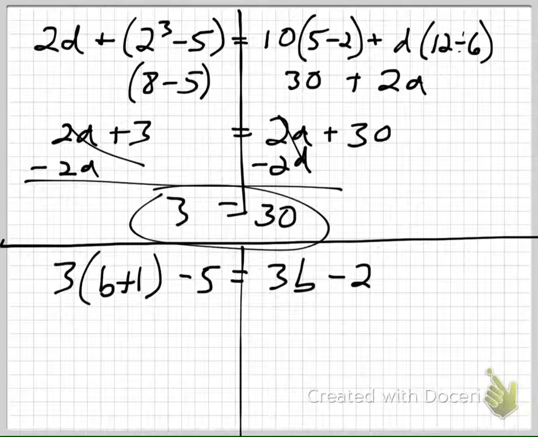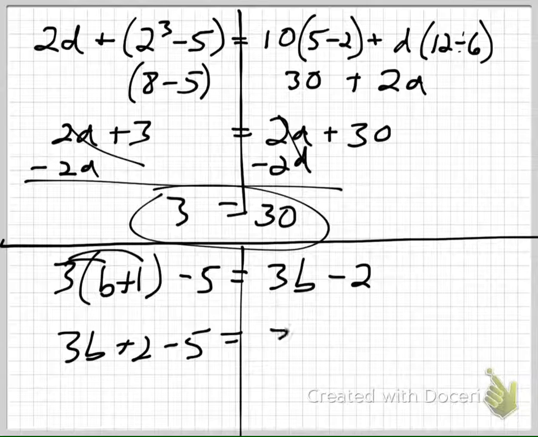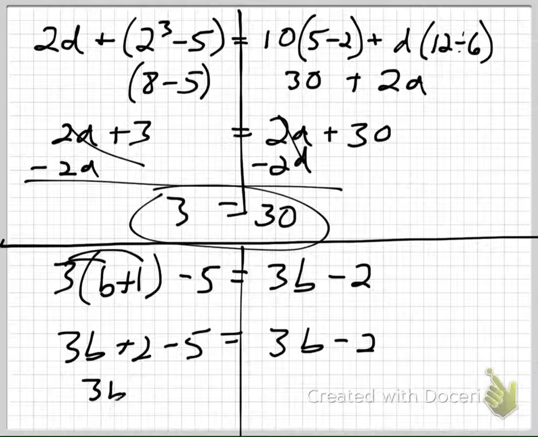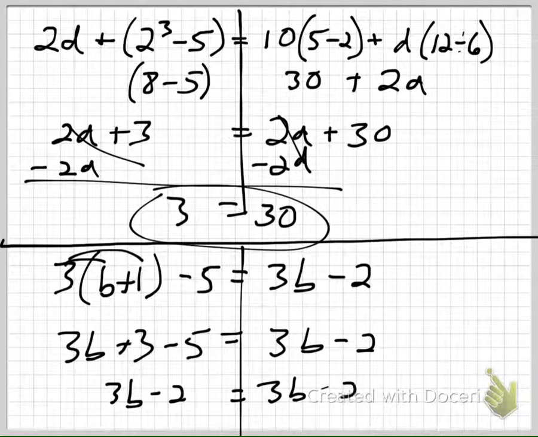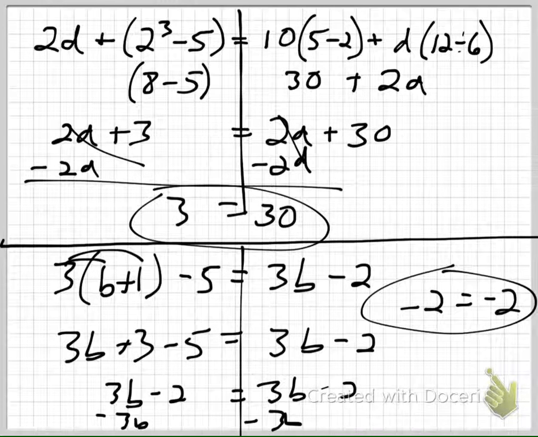Down here, line down the equal sign. Rainbow, rainbow. 3b plus 2 minus 5 equals 3b minus 2. Sorry, hold on. I messed up here. Right here, that was 3. What is 3 minus 5? 3b minus 2 equals 3b minus 2. Minus 3b, minus 3b. Negative 2 equals negative 2. What's the solution? All real numbers.